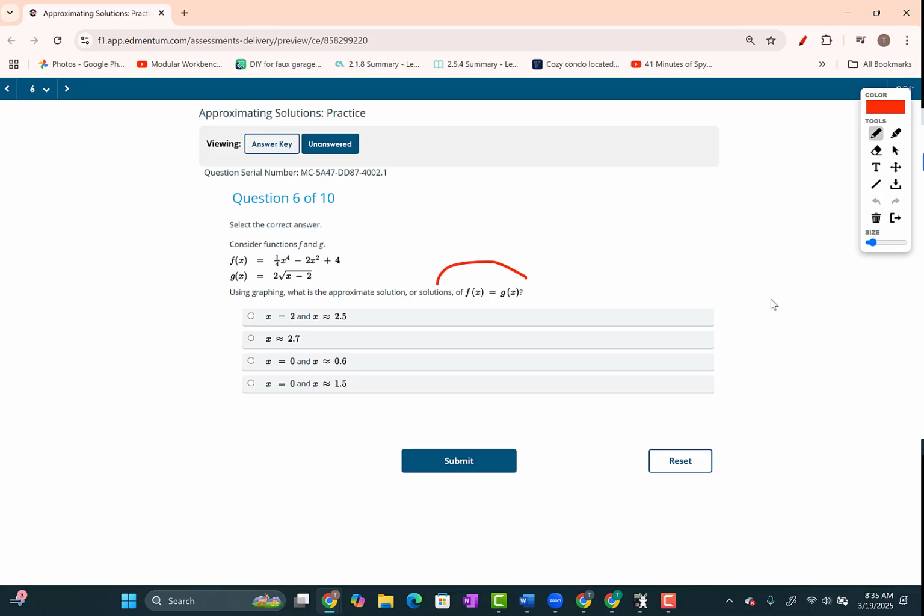And remember, that's what we wanted. We wanted the x values that made those two functions equivalent. So this is our correct answer.